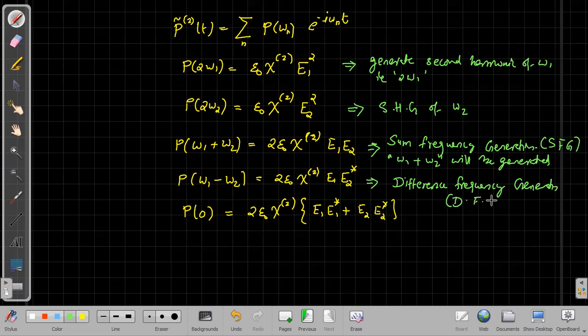In short, it can be written as DFG. And the last term is again familiar to us. It will produce a constant electric field, and therefore this term contributes the optical rectification.